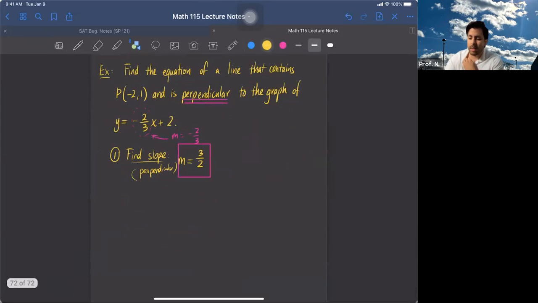Now we have to find the negative reciprocal, and then once I have that, I got the point again. It's negative 2 comma 1, and now I have my slope. My slope is 3/2. So I got the point. I got the slope. Use point slope.